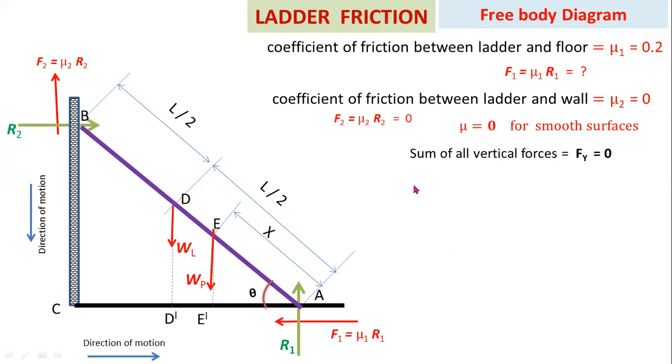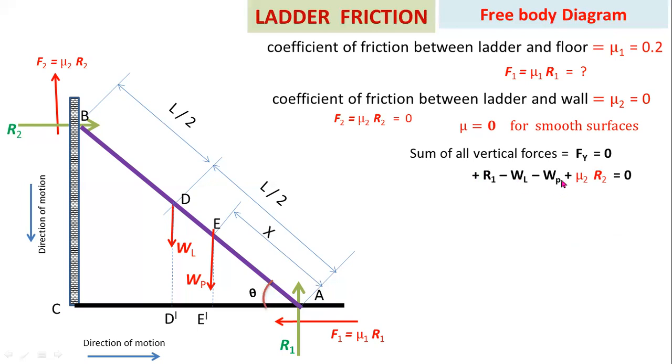Now resolve all the forces along the vertical axis. That means sum of all vertical forces Fy equal to 0. Here R1, WP, WL and F2, these are the four forces lying on vertical axis. For upward action you have to consider positive sign, for downward action you have to consider minus sign. So plus R1 minus WP minus WL plus F2 equal to 0.